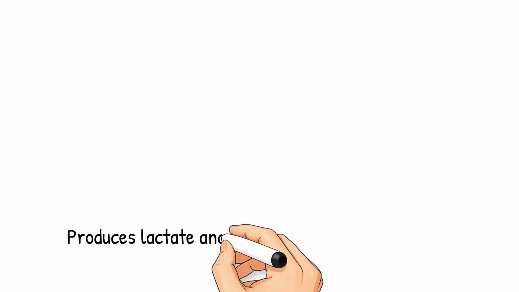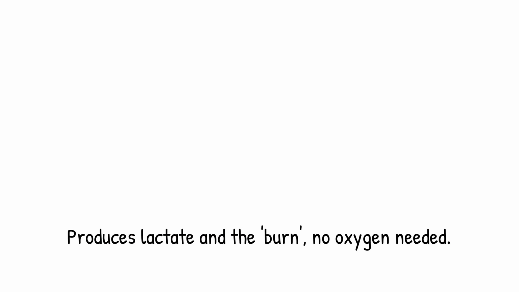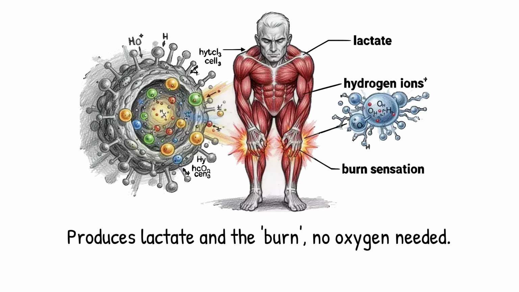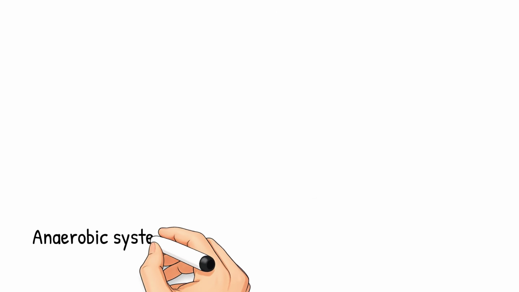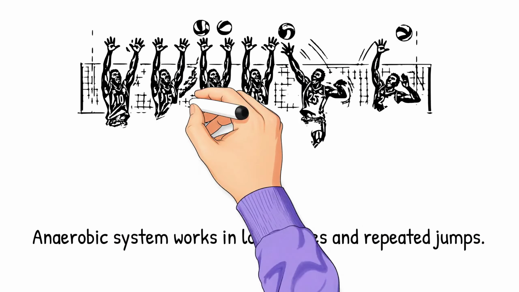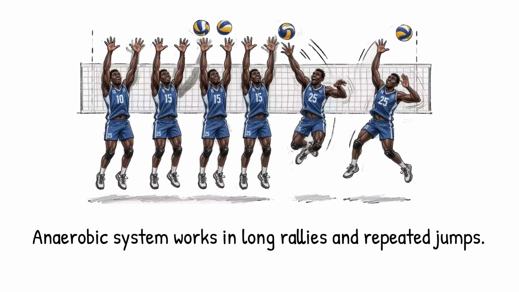Because of the continued activity, this system produces lactate and hydrogen ions, hence the name anaerobic lactic system. The burning sensation athletes feel comes mainly from hydrogen ion accumulation rather than lactate itself. This system contributes during long rallies, 20 to 40 seconds, repeated blocks, multiple attacks, long defensive exchanges, repeated jumping, transition after transition, and several rallies with little rest.